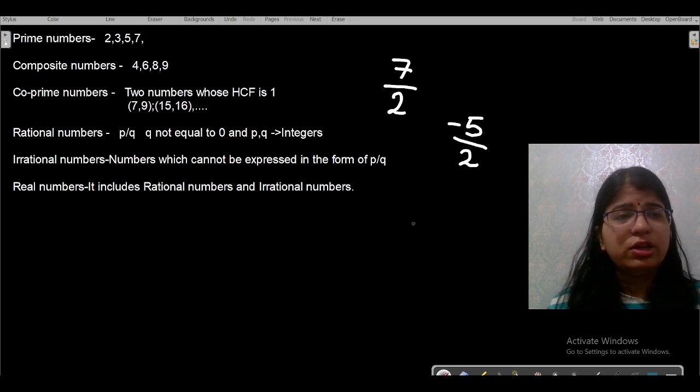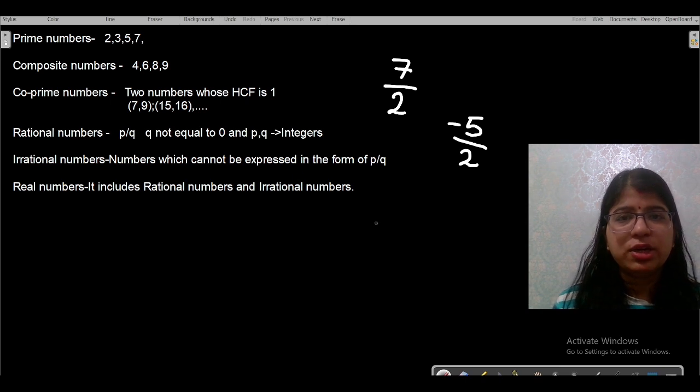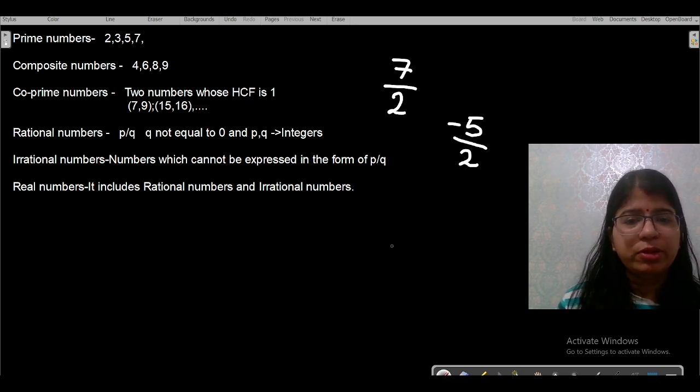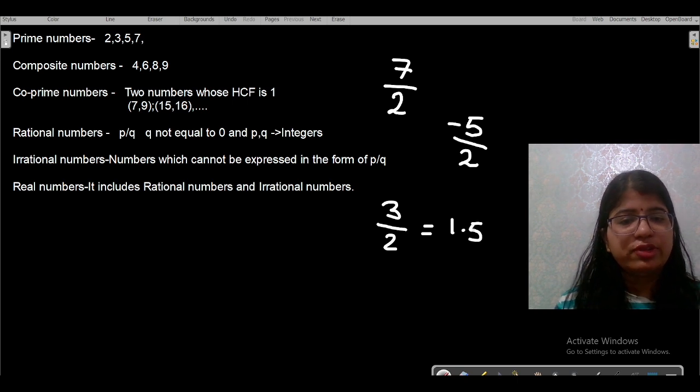Now another definition of a rational number is that when you do the decimal expansion of a rational number, it is going to terminate, or if it is non-terminating, then it will be repeating. By this what I mean, if it is 3 upon 2, when you divide it, you will get 1.5. So we can say that it is terminating, so this is a rational number.